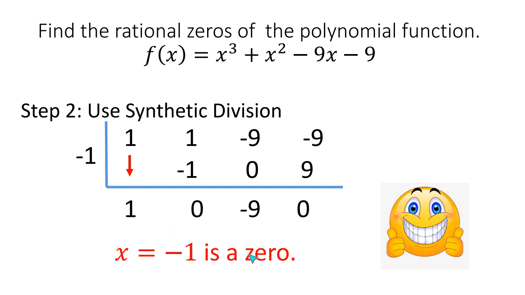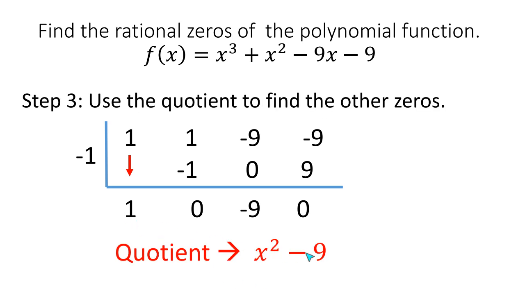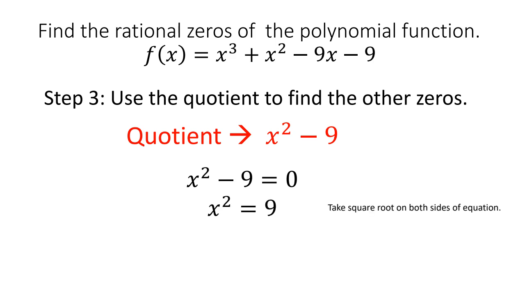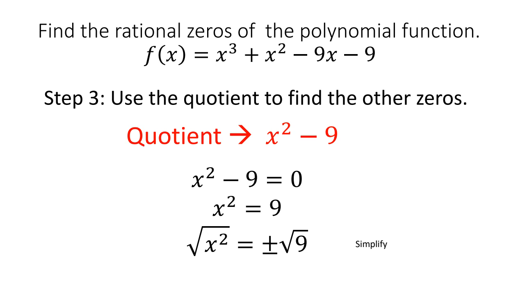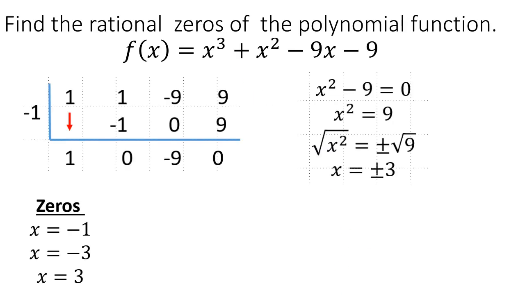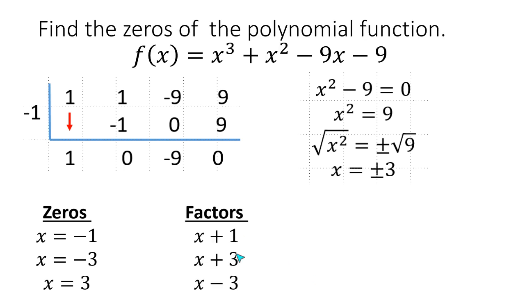But what is even more important is that now we can use the quotient. So let me get the quotient here, x squared minus 9. We can set that quotient equal to 0, solve for x, take the square root, and so we get that x is plus or minus 3. So we're able to find all the zeros. Remember, the degree is 3. That means we have 3 zeros. In this example, our zeros are negative 1, negative 3, and positive 3. The factors, since we'll use them later, are going to be x plus 1, x plus 3, x minus 3.